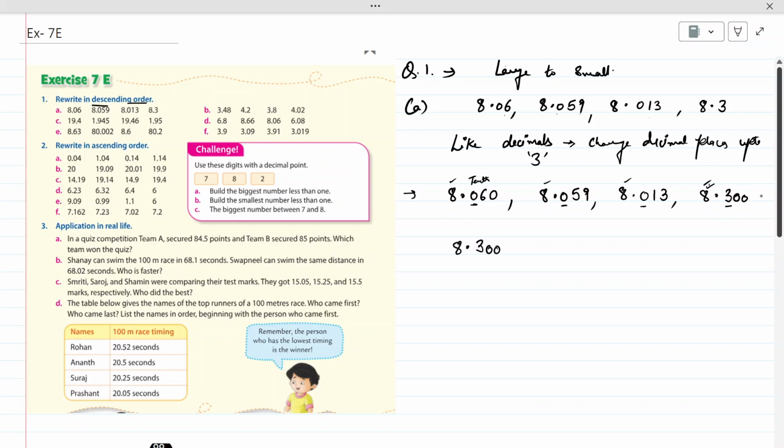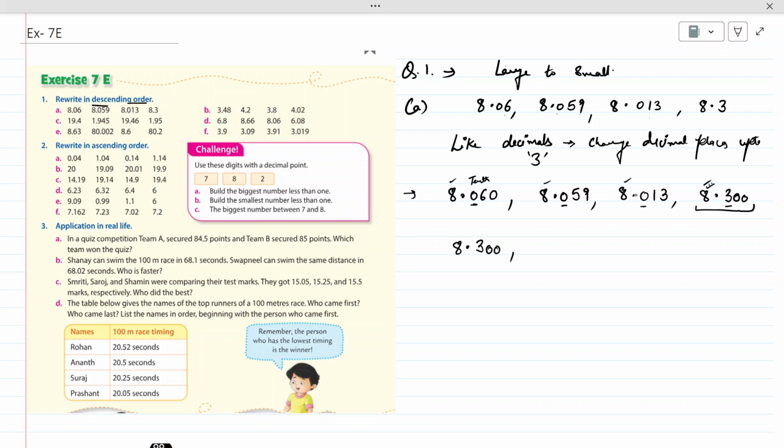Okay, so I hope you have understood this. What we have done, we have compared the number at the whole place, at the ones place. The whole number at the ones place is the same, which is 8. So now we are moving to the 10th place. In the 10th place, we have 0 in the first 3 numbers, and in the last number we have 3, and we know that 3 is greater than 0. So we are picking this number. This is the largest number given here. Okay, so I have written 8.300 as the biggest number. Now this number is done, so I'm marking this as done.